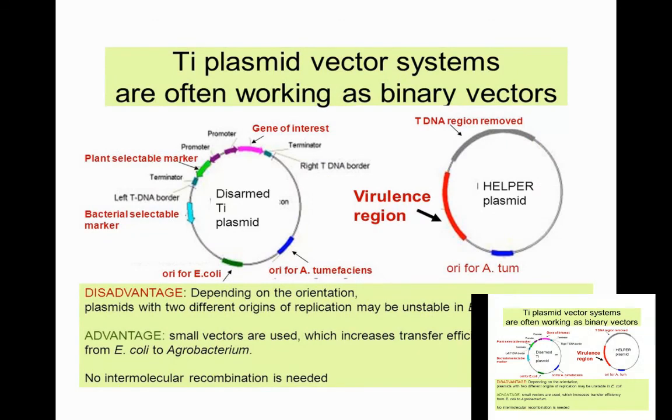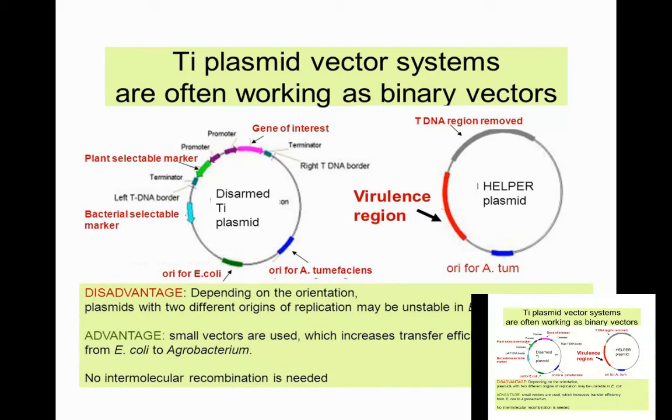Now, being a natural system where tDNA from bacteria can be transferred into plant cells, the system can be utilized by replacing the tDNA region with our gene of interest. So Ti plasmid vectors. There are two kinds of Ti plasmid vectors available. One is binary vector, another is co-integrated vector.